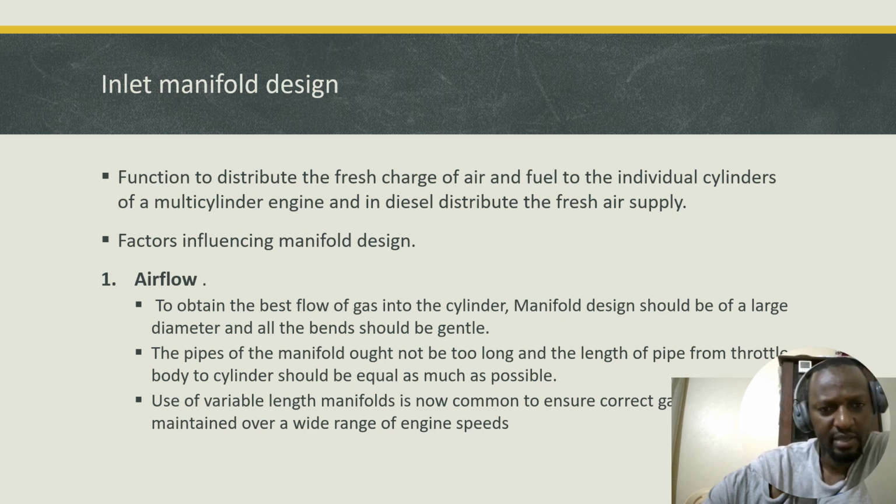Now the factors that influence the manifold design include, one, airflow. To obtain the best airflow of gas into the cylinder, the design should be of a large diameter and all the bends should be gentle, no sharp corners. The pipes of the manifold should also not be too long, and the length of the pipe from the throttle body to the cylinder should be as equal as possible. So from where we have the carburetor or the injector nozzle, the length of the pipe to the cylinder head should be as equal as possible.